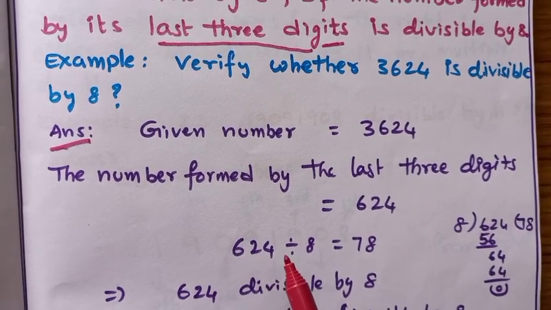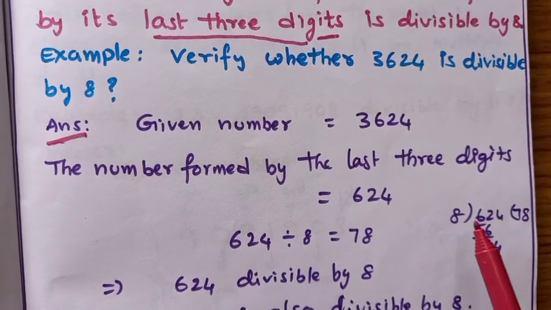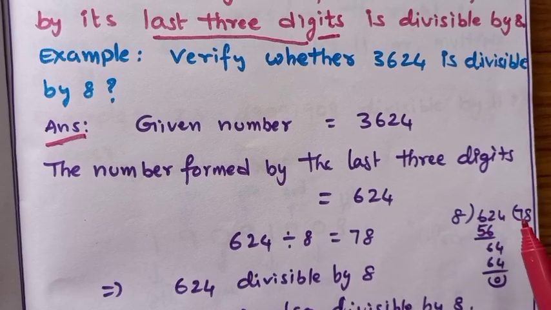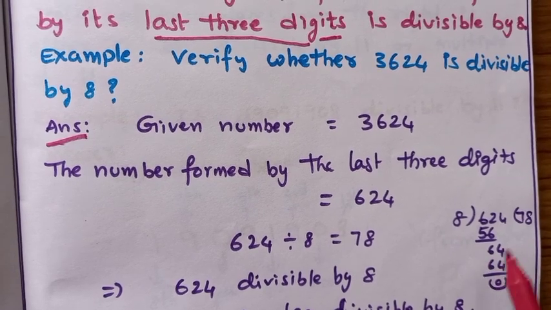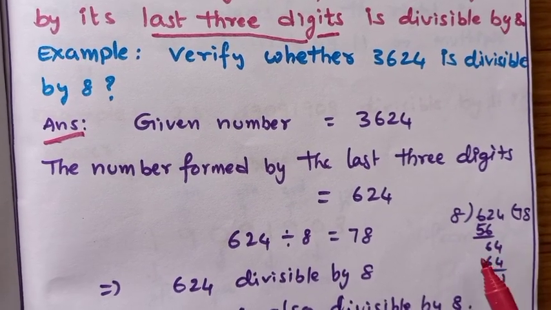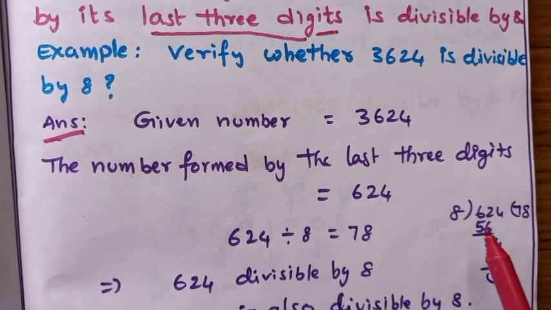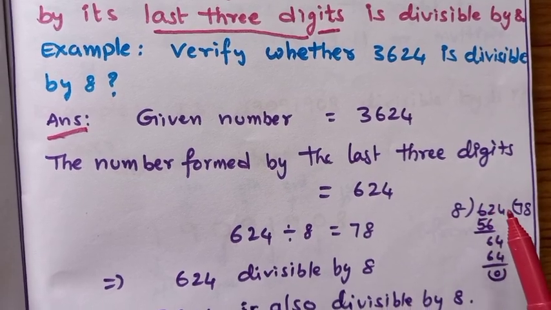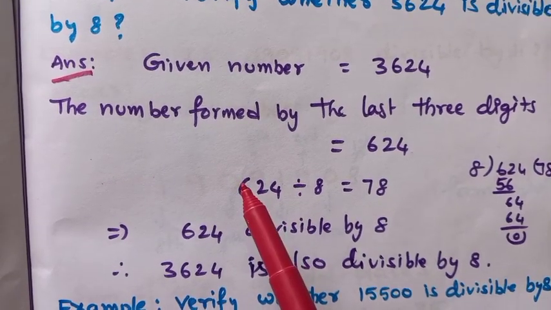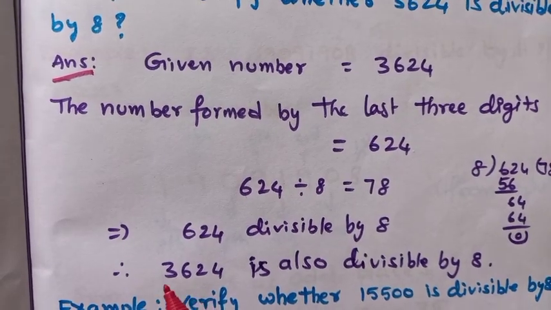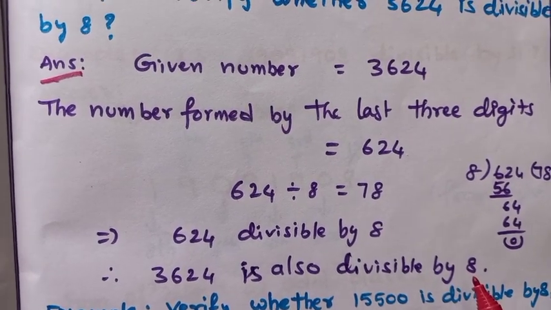Now divide 624 by 8. 8 7s are 56 and 6 is the remainder, and bring down 4. We get 64. 8 8s are 64. Remainder is 0. If the remainder is 0, then that means 8 divides 624. According to the divisibility rule of 8, if the last 3 digits are divisible by 8, then automatically the total number 3624 is also divisible by 8.